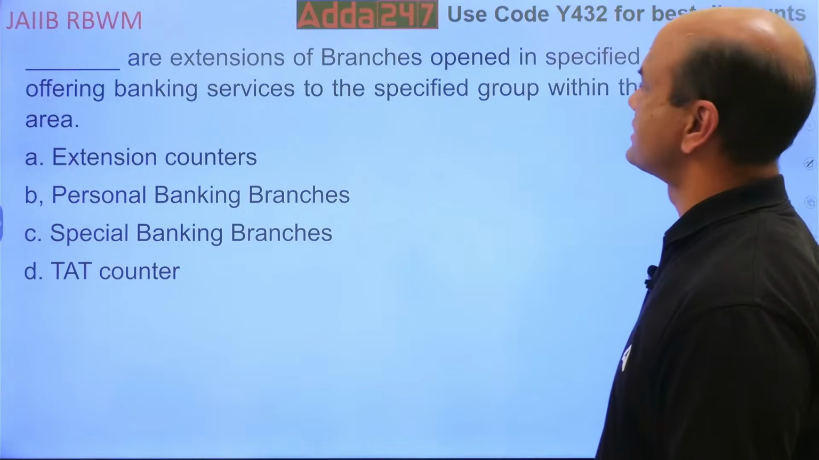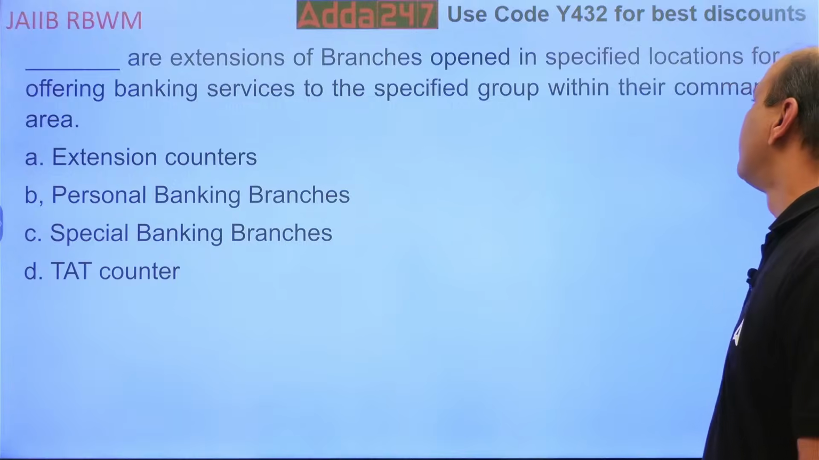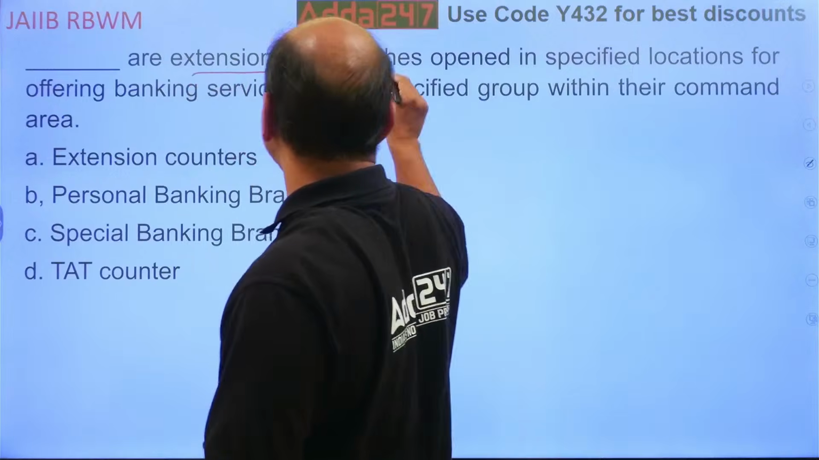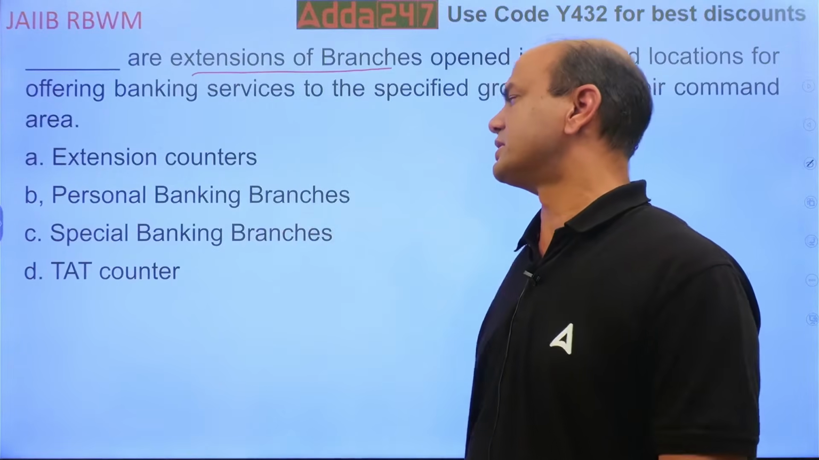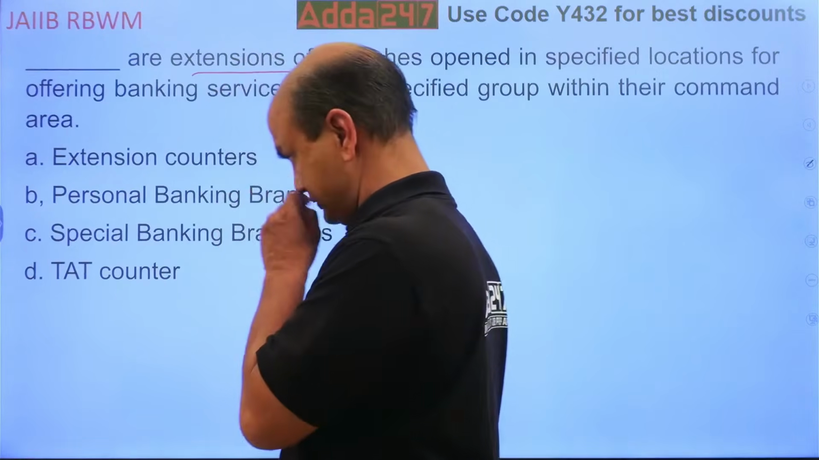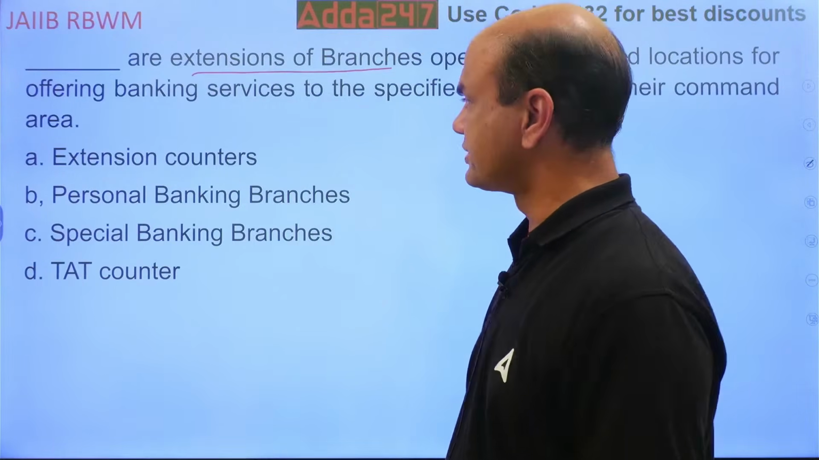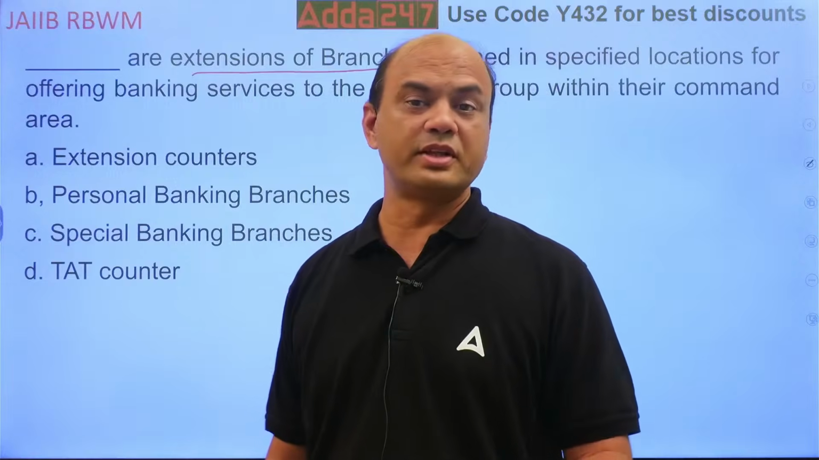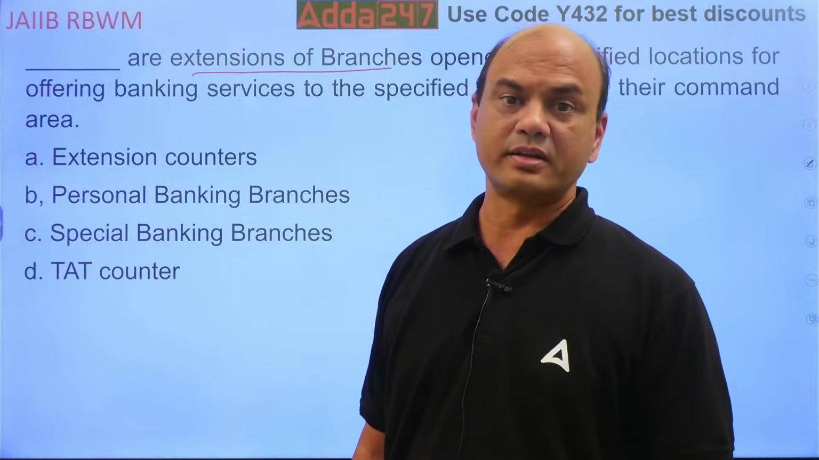Dash are extensions of branches opened in specified locations for offering banking services to specified groups within their command area. The options are: extension counters, personal banking branches, special banking branches, and TAT counters. What are these called? Have you seen extension counters in the banks? Many of you might not have seen this. Some of you in nationalized banks might have seen them. Nowadays there are very few, but they are there.